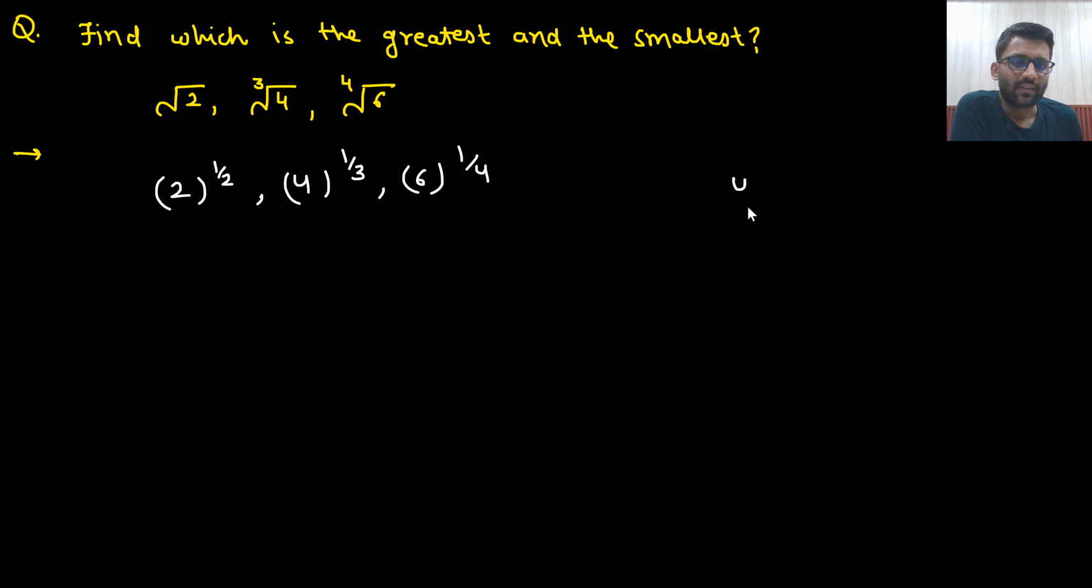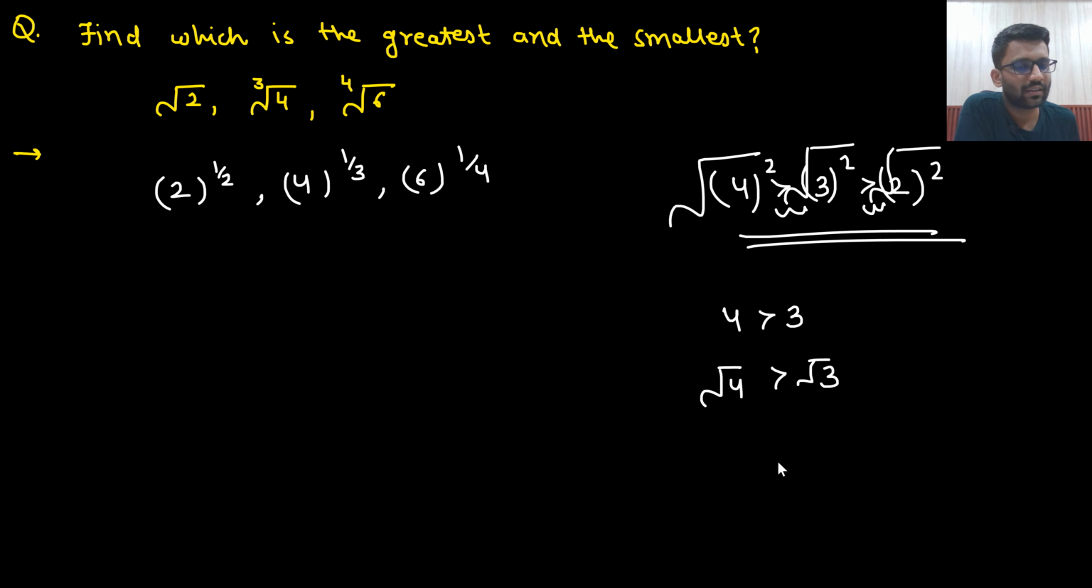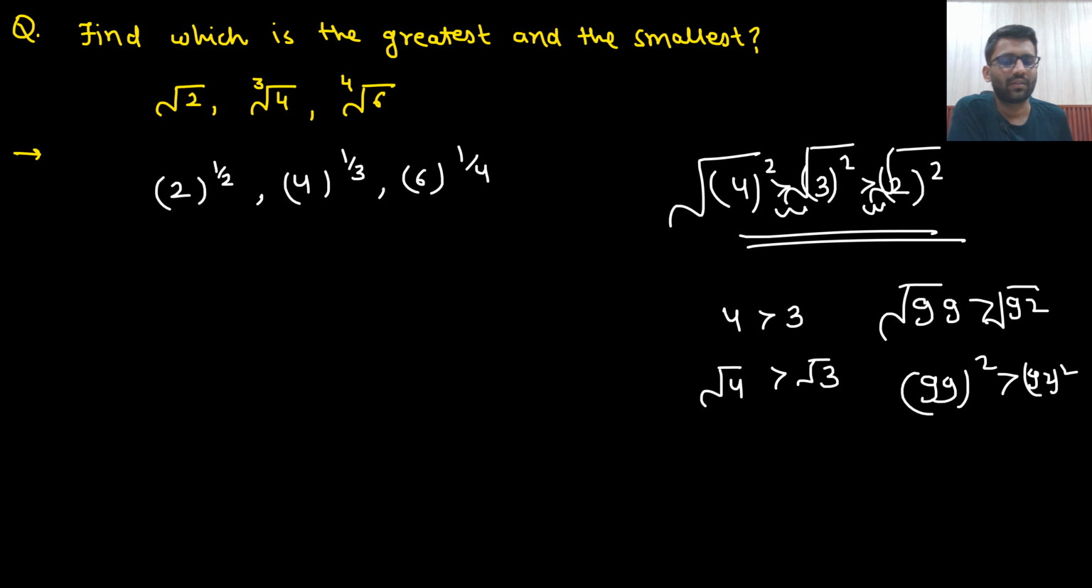One thing I know is that 4 is greater than 3 is greater than 2. If I take the same power on all the numbers, the inequality remains the same. Or if I take the square root on all the numbers, the inequality will still remain the same. That means if 4 is greater than 3, then root 4 will also be greater than root 3. Say yes or no? If 99 is greater than 92, then root 99 will be greater than root 92, or 99 squared will also be greater than 92 squared, right?